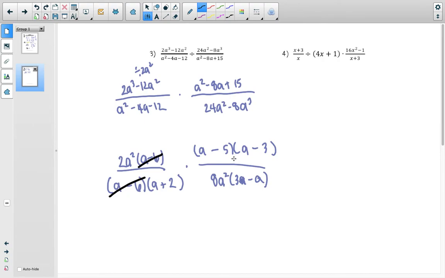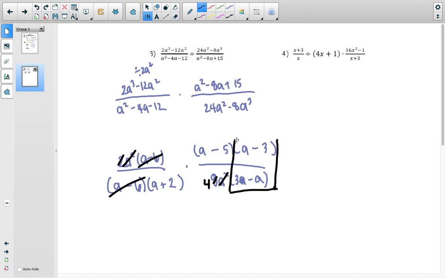And nothing cancels with the a plus 2 or the a minus 5. We can cancel these a squareds out with each other, and the 2 can turn this into a 4. But there's actually one more thing we can cancel, and this is right here.